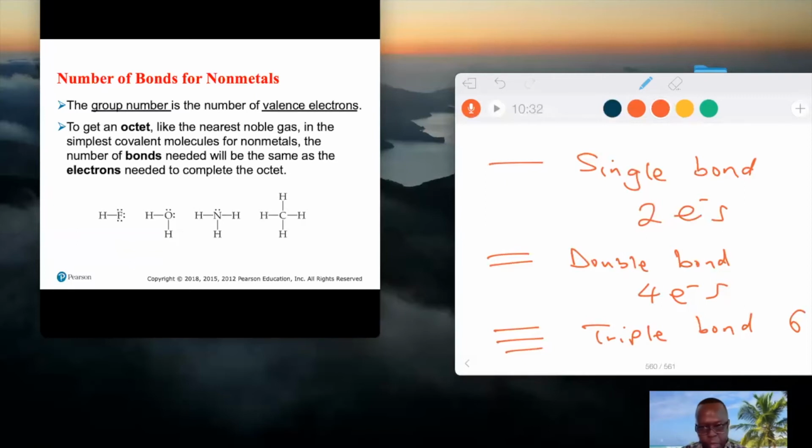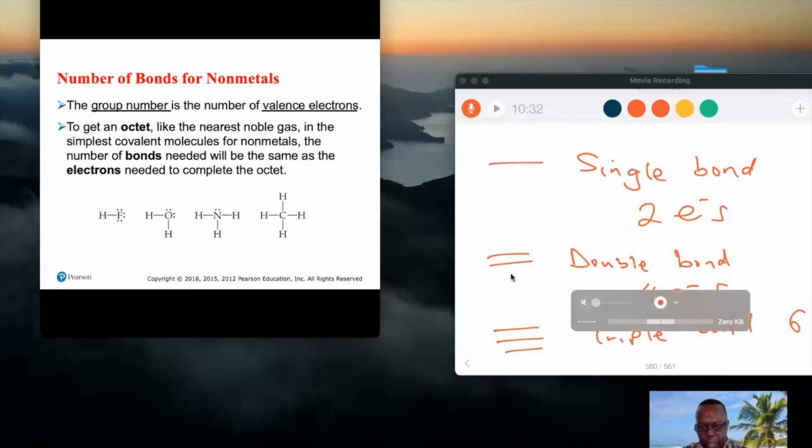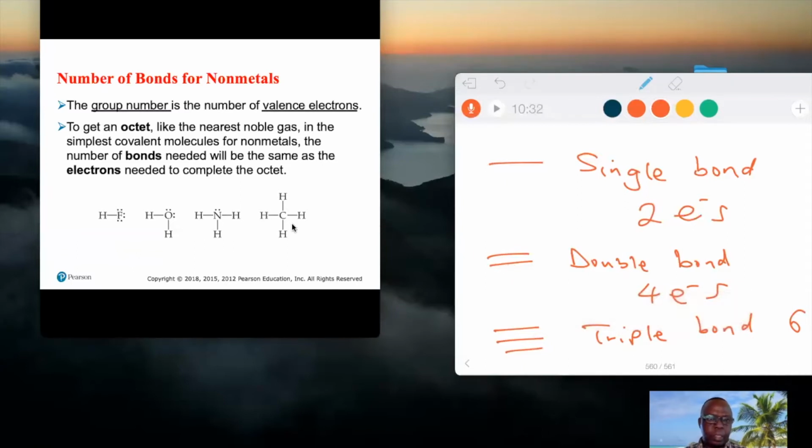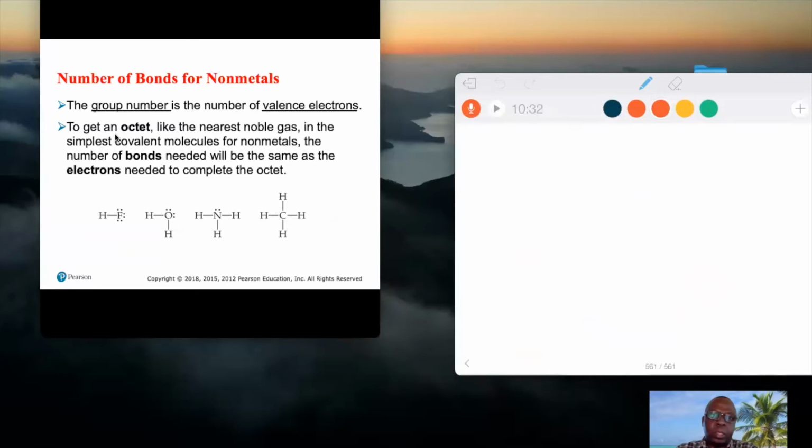Down the line, you will see that there are molecules with double bonds, which means two lines. So here, when elements share their valence electrons, they either end up with two electrons for hydrogen, or eight electrons. We call the octet rule. To get the octet means 8.